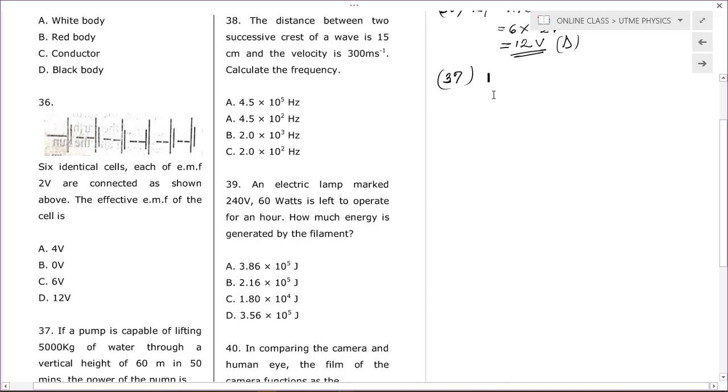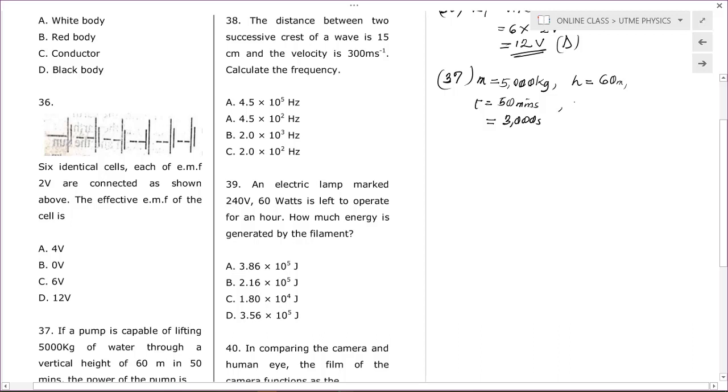Now let's go there. They told us that the mass it can lift up is 5,000 kg, through a height of 60 meters. Time is given to be 50 minutes. We have to convert this to seconds. That will be 50 times 60, which is 3,000 seconds.